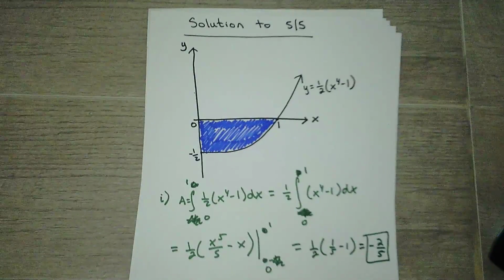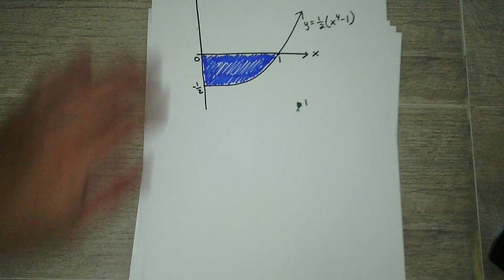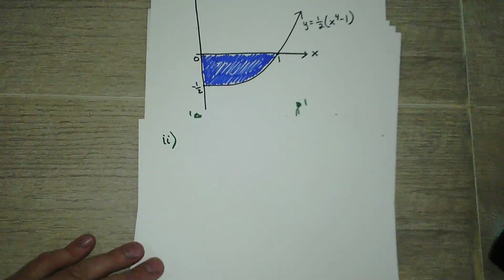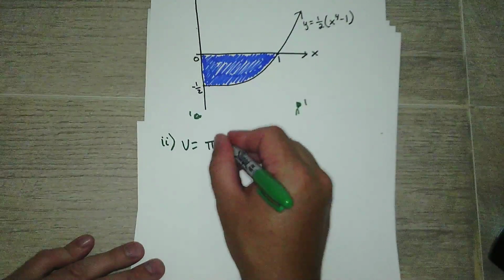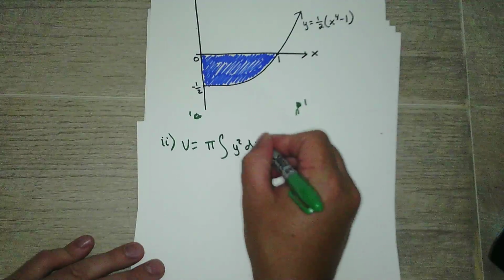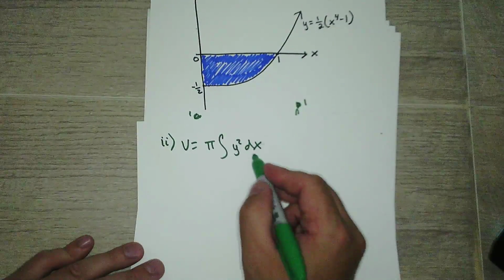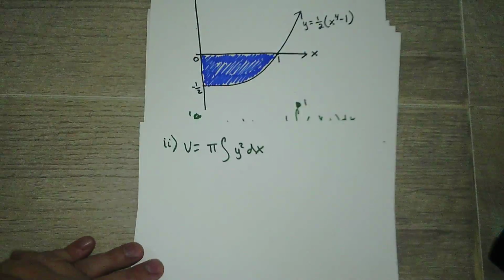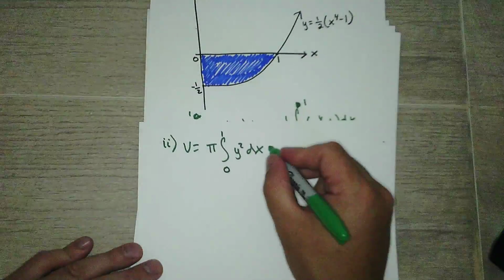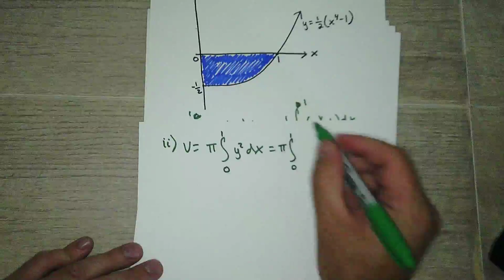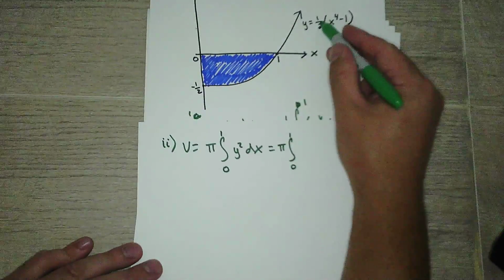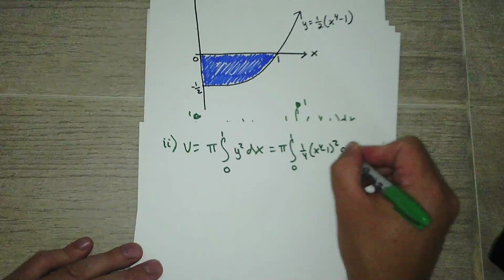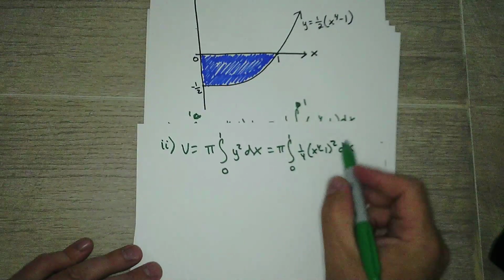Alright, part II asks us to find the volume when this is rotated about the x-axis. So that's pi times the integral of y squared dx. Now our limits for x are still 0 to 1. So pi, 0 to 1. We have to square this. So 1/2 squared is 1/4, times the quantity squared, dx.